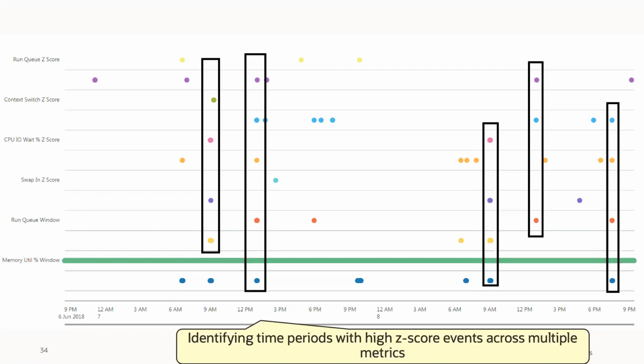If you go with paging, I could have 50 pages. How do I start? How do I know this page is more important than this page? This is what helps us identify that. It basically takes all of these things and puts them together and says, these are the things that have a high z-score, and there's multiple things going wrong at the same time. There's probably a higher chance that this box is going to go down, and that's what we use to predict. That's the third use case.